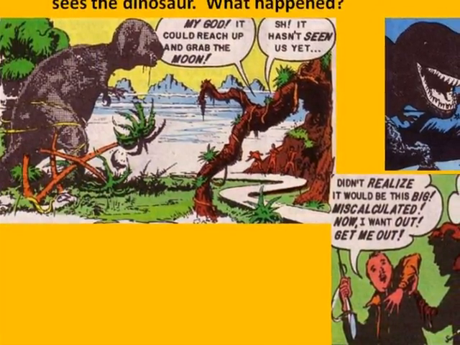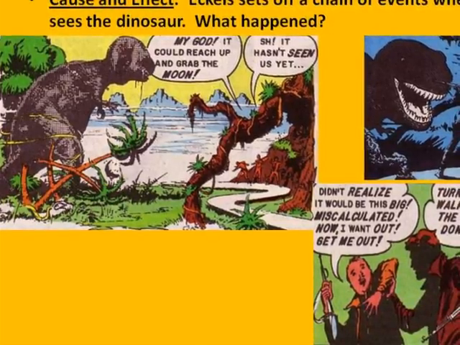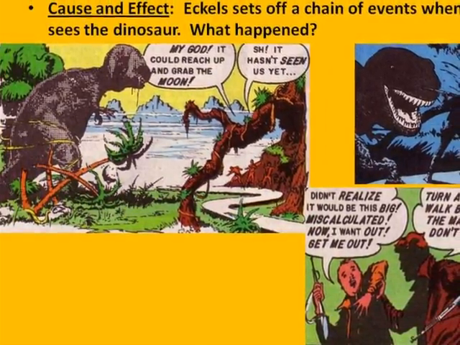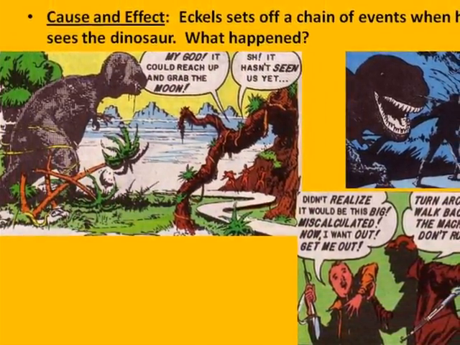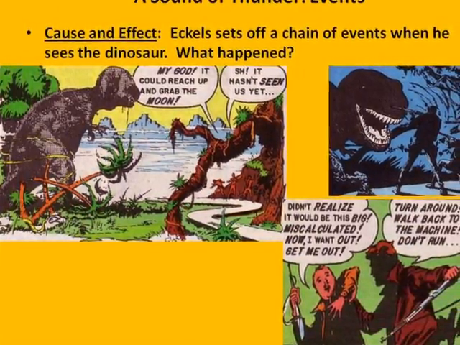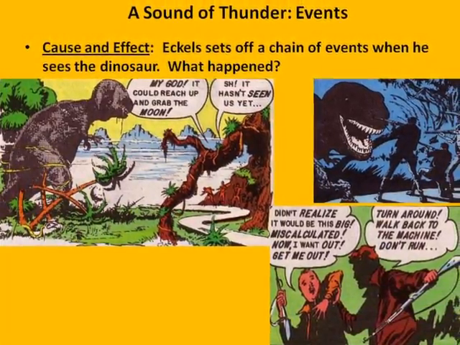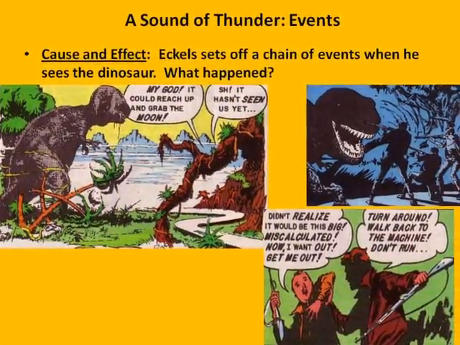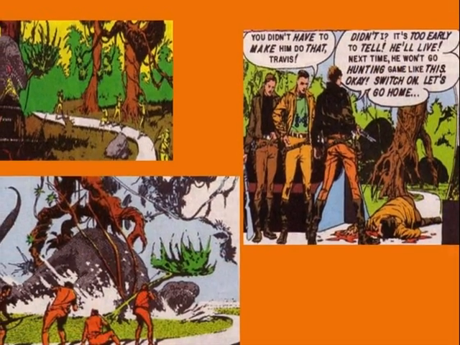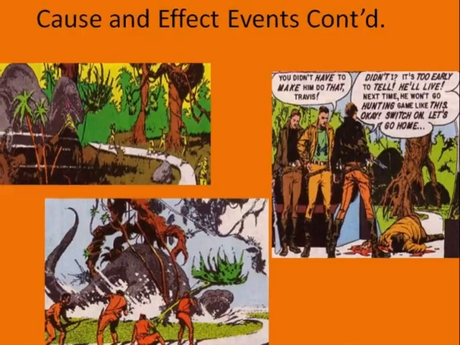As we continue to go through the events leading up to the climax of the story, students review the cause and effect that happens within this particular story. Eccles sets off a chain of events when he sees the dinosaur. What happened? The discussion about cause and effect continues.